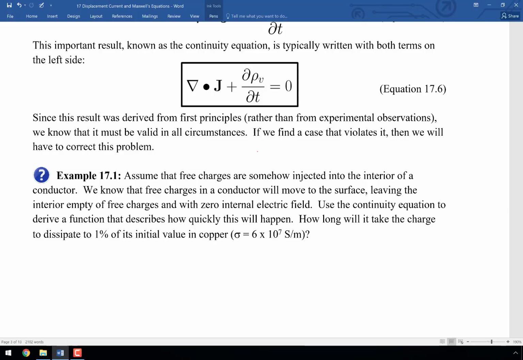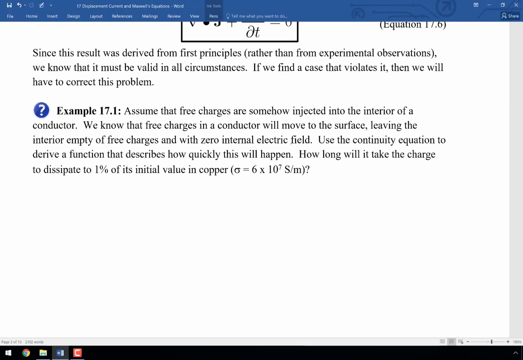Equation 17.6, the continuity equation for electric charges, also has a lot of applications, and let's consider one of them here. Assume that somehow we've injected free charges into the interior of a conductor. Well, we know from our previous discussions that if you have a conductor, so let's imagine I've got a conducting solid sphere right here, that if there happen to be charges, they're all going to move to the surface, to get as far away from each other as possible. And that means that in the interior of the conductor, there are no charges. Q equals 0, and E, therefore, is equal to 0. There's no electric field, and there are no charges.